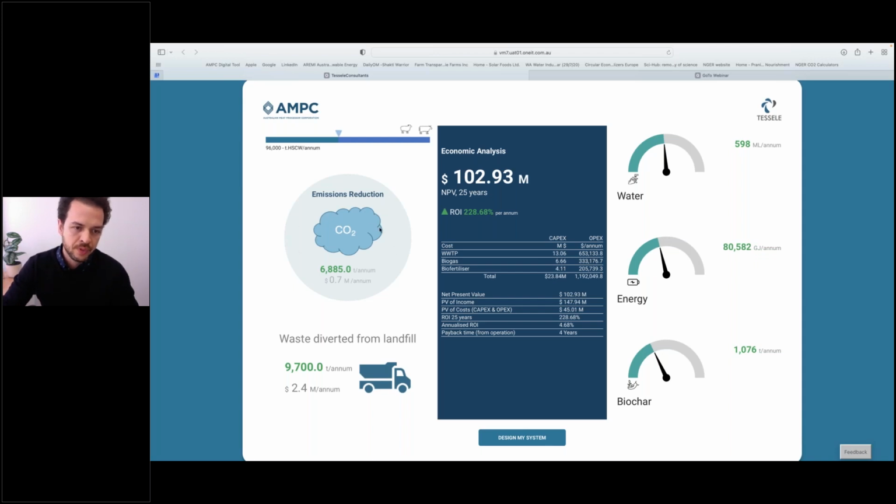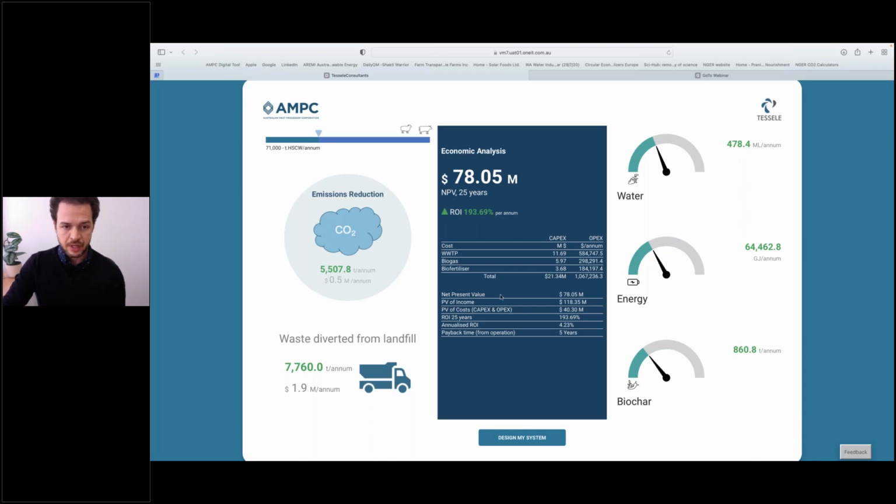So we can see here the carbon emissions reduction was accounted, waste diverted to landfill, recycled water production, energy production, biochar production, as well as the economic analysis, the financials from the system, the costs for implementation of wastewater treatment plant, the biogas plant, a biofertilizer plant, operational costs as well, and the financial returns of the case. So that's a really rapid assessment based on average conditions.